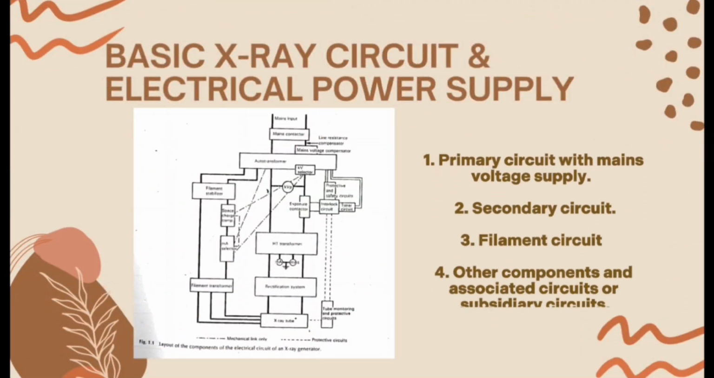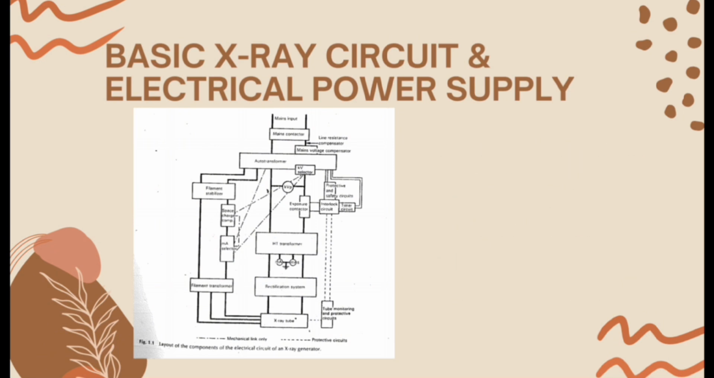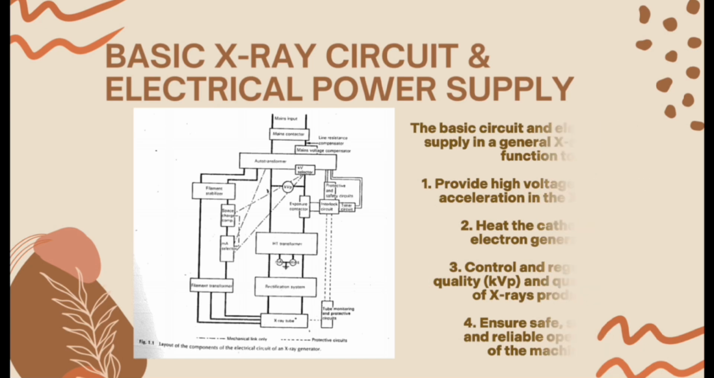Okay, so all of this can happen because of the basic X-ray circuit and electrical power supply that brought all of this together to become one. So, the basic X-ray circuit consists of a primary circuit with mains voltage supply, secondary circuit, filament circuit, and other components. All in all, the basic X-ray circuit functions to provide high voltage for electron acceleration in the X-ray tube, heat the cathode for electron generation, control and regulate the quality and quantity of X-ray produced, and lastly, ensure safe, stable, and reliable operation of the machine.